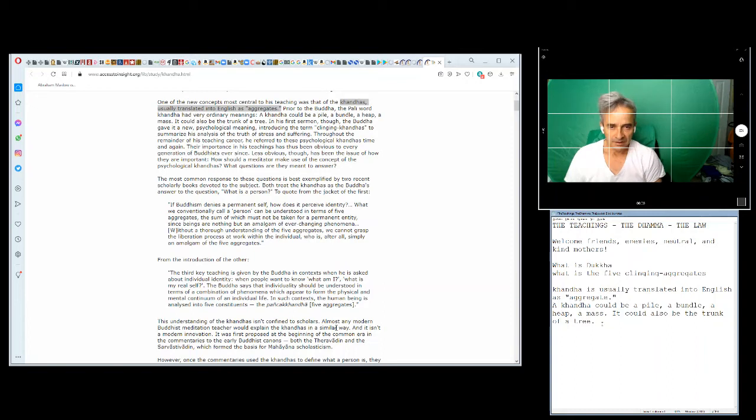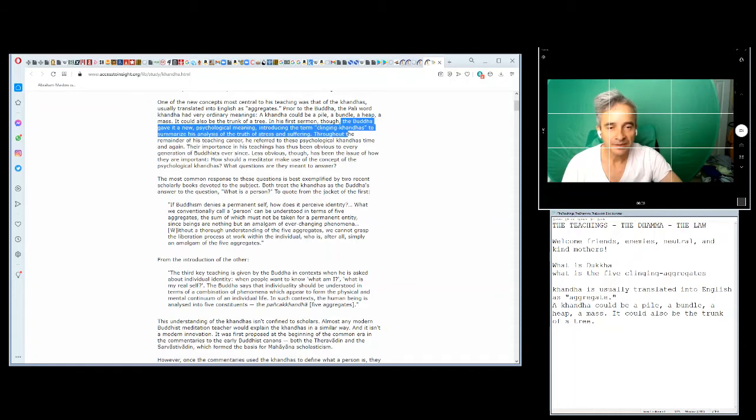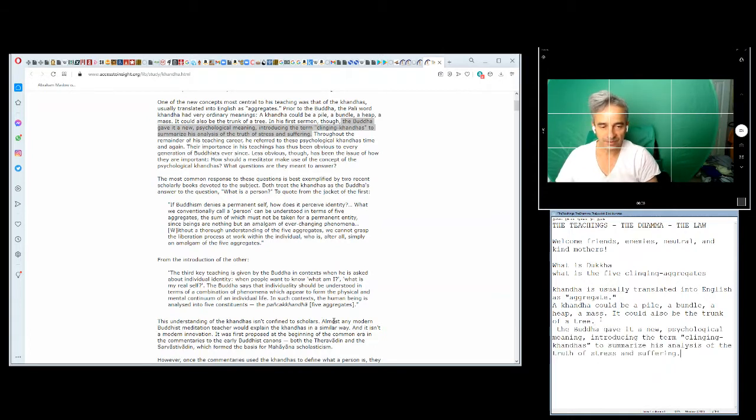So what did the Buddha do with that word? The Buddha gave the word khanda a new psychological meaning, introducing the term clinging khandas to summarize his analysis of the truth of stress and suffering.